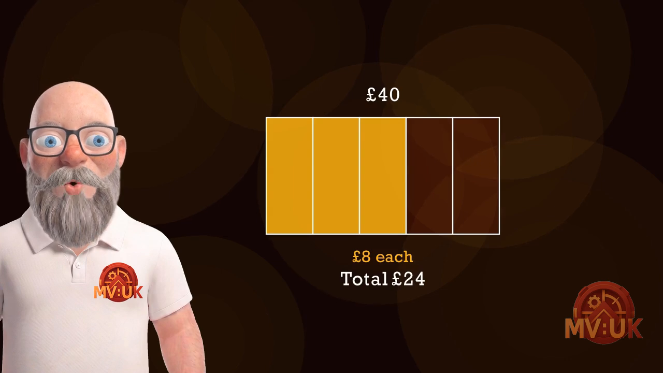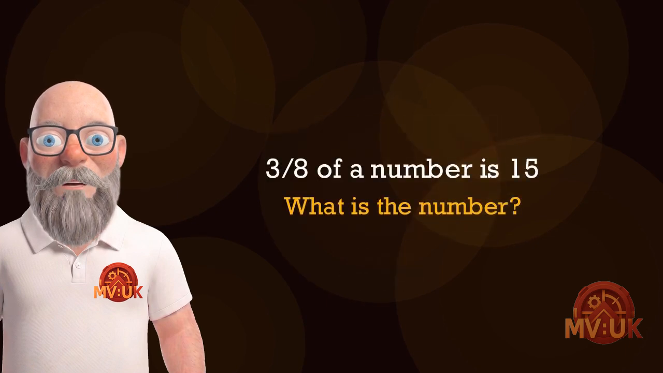Now what if we work backwards? That's step 2, using a fraction to find the whole. If we know that 3/8 of a mystery number is 15, how do we find the whole thing? We reverse our steps. If dividing by 8 and multiplying by 3 gave us 15, we do the opposite.